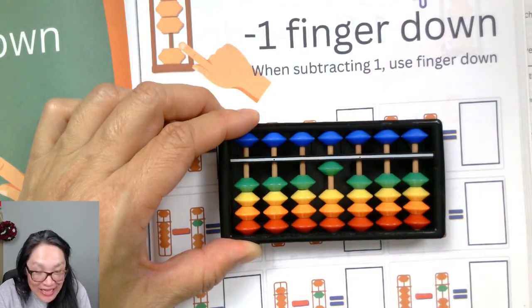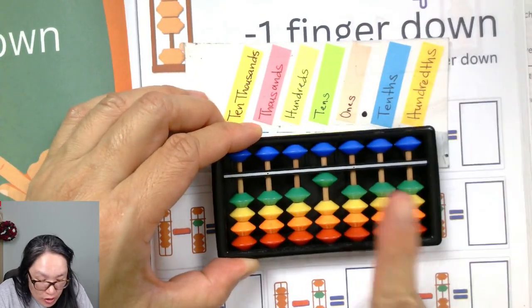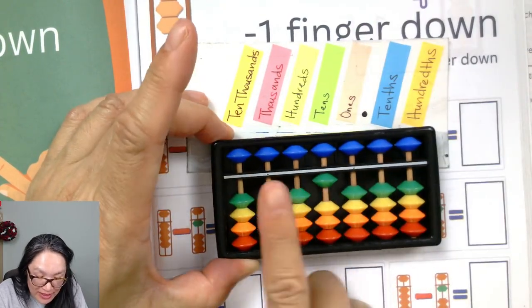So not yet, Jose. So this is what 10 looks like. Why is this 10? Because if you notice, I have my columns. So this is my ones, my tens, my hundreds, my thousands, my 10,000s.